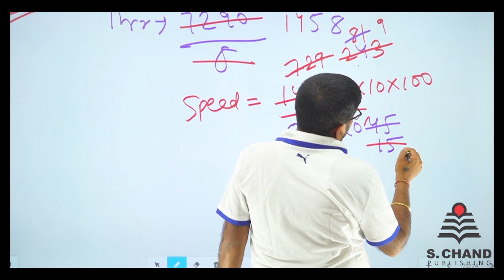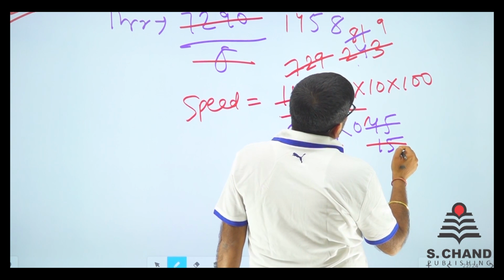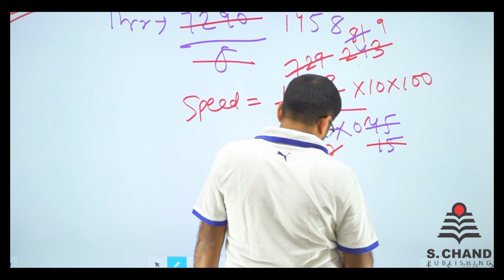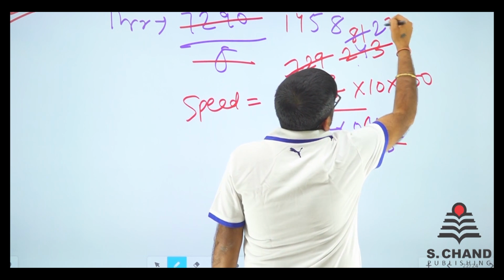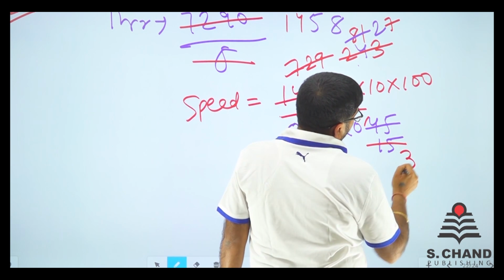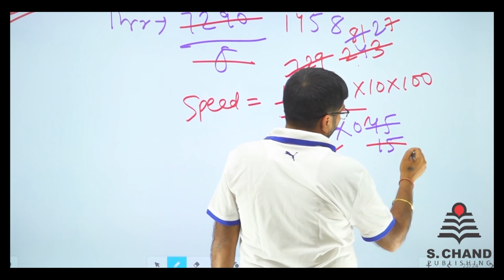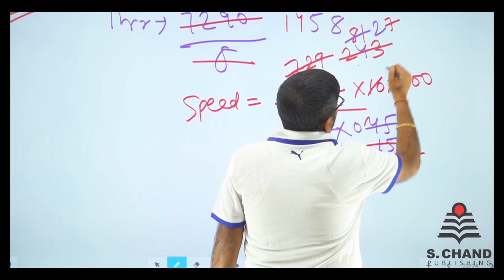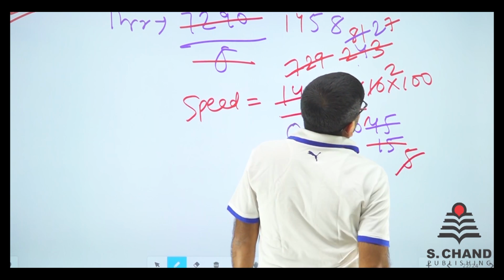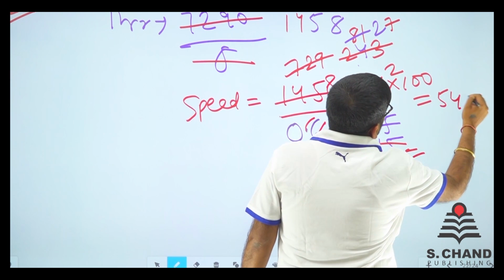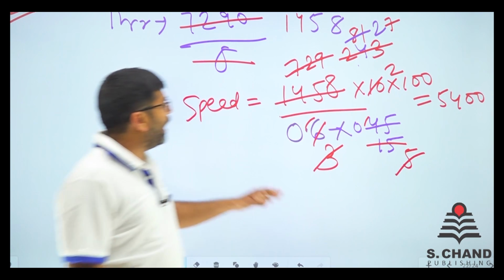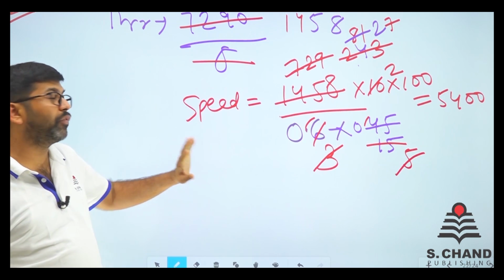and it is not 9. 27 and 3, 5. And that is 2. So 27 into 2 is 54. So we get 5400. So this is the calculation and every part is done in front of you.